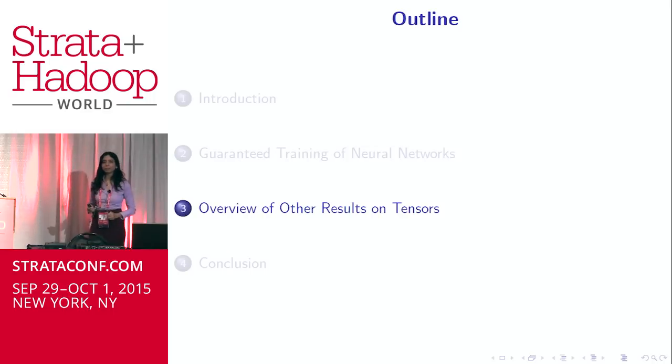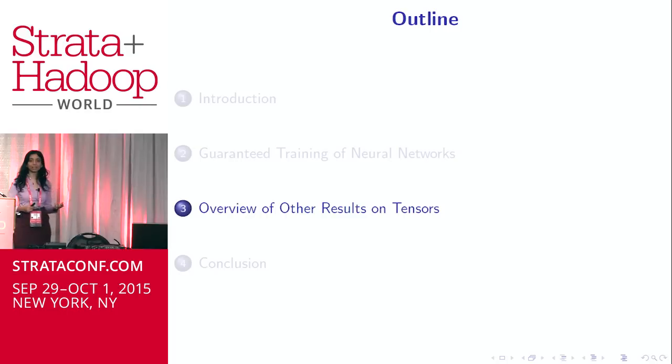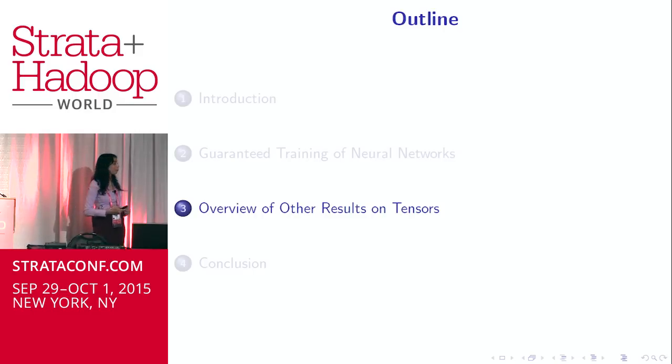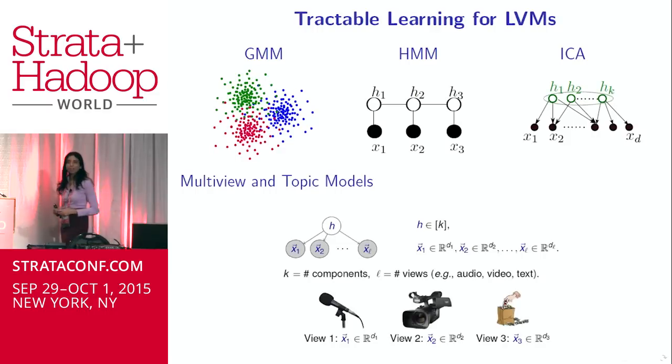So let me give you a brief overview of other exciting results on tensors that can also benefit from this analysis for non-convex problems. In my previous talk at Strata Bay Area, I talked in detail about learning probabilistic models. You can think of Gaussian mixtures, hidden Markov models, independent components, multi-view and topic models. Dave Blei gave a very detailed review of topic models. For all these different models, you can look at the higher order moments, and by factorizing higher order moments, we established that you can consistently learn the parameters of these models in an unsupervised way with polynomial sample and computational complexities.